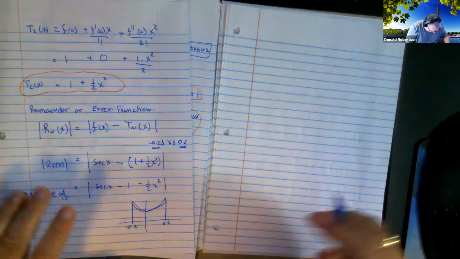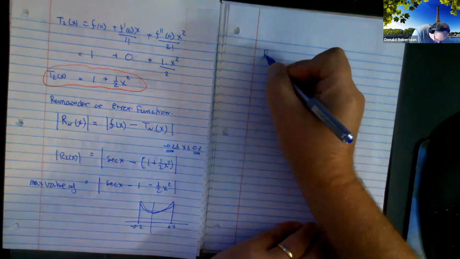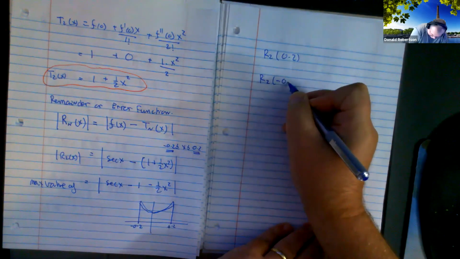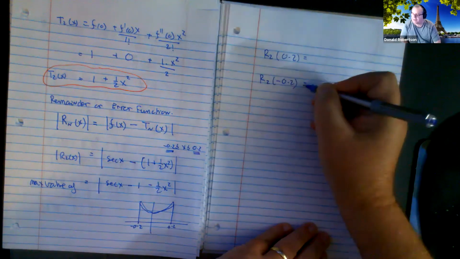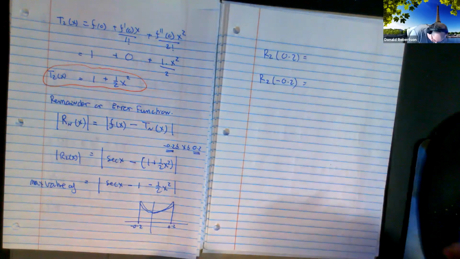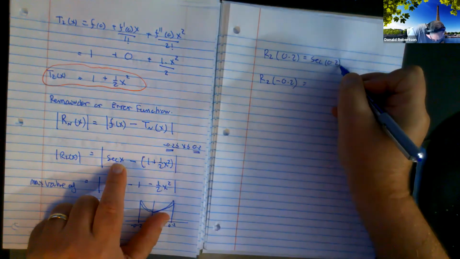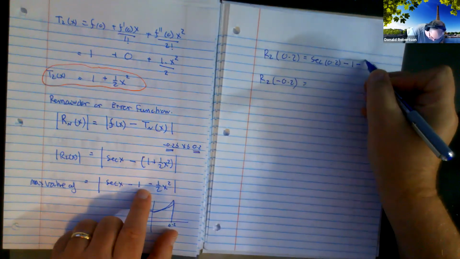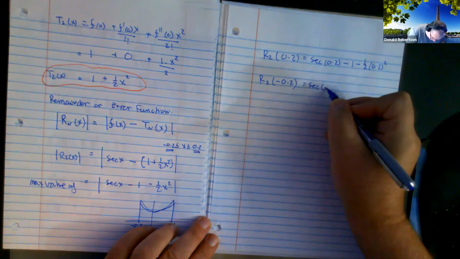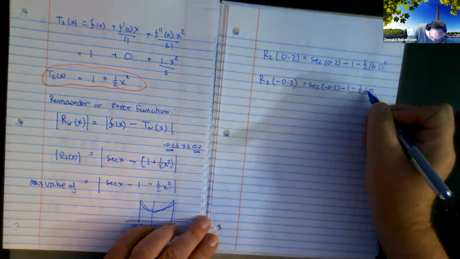So if you find the value of the remainder function at 0.2, and then you find the value of the remainder function at negative 0.2, and whatever one of these is the biggest, isn't that the worst case scenario? You'll never do worse than that. So we are going to find the secant of 0.2, take away 1, take away a half of 0.2 squared. And in this case, we're going to find the secant of negative 0.2, take away 1, take away a half of negative 0.2 squared.